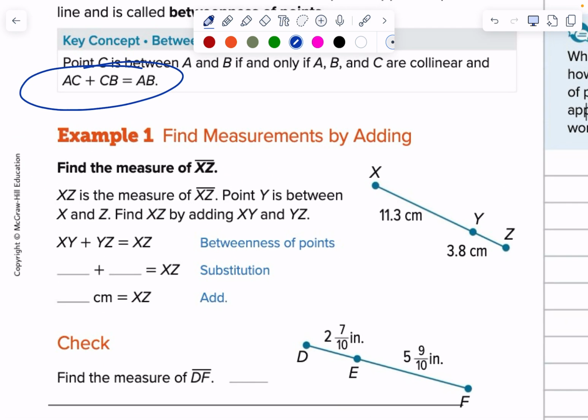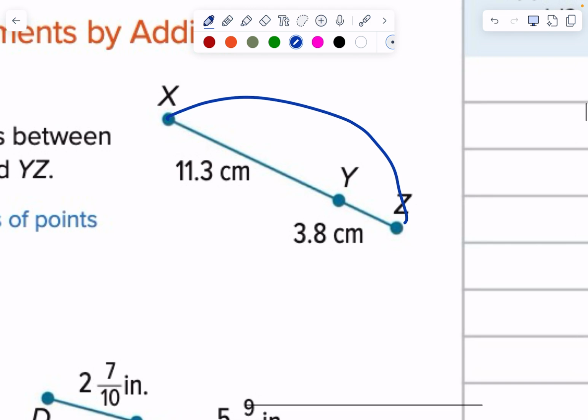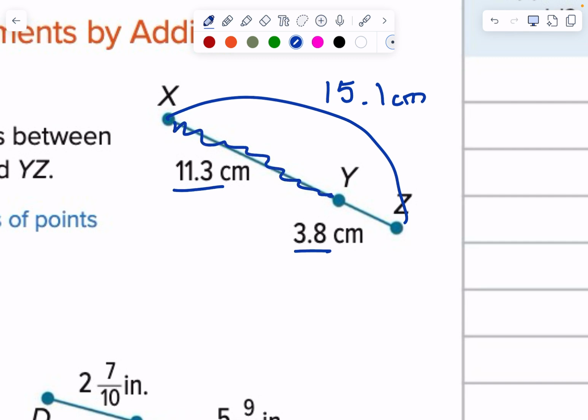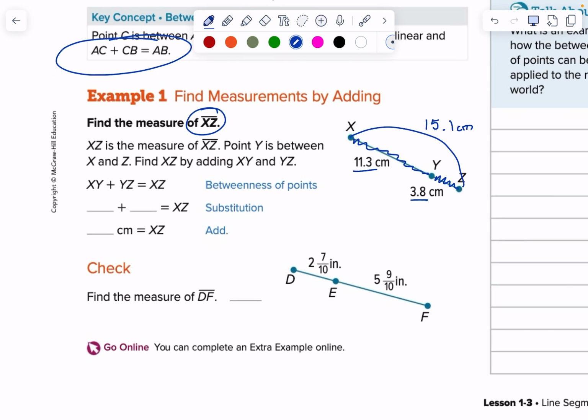All right, example 1. Find the measure of XZ, that line segment. Can you do it in your head? Maybe 15.1. You can use a calculator if you need to. We add these two together. This 11.3 is from here to here, and 3.8 is from here to here. I add those two together and get 15.1, and that is the answer.